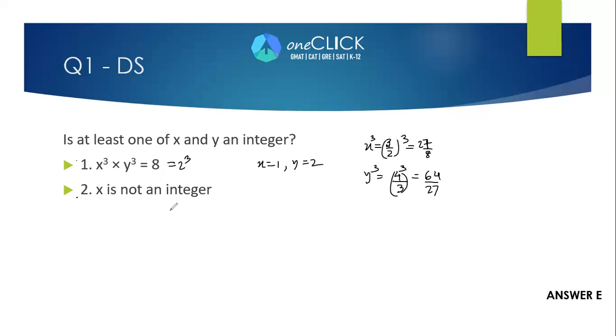Second statement, x is not an integer. As we already saw here, x was not an integer. In that case, y was an integer in one case, and in another case, y was also not an integer. So the question is, is at least one of them an integer? Sometimes yes, sometimes no. Even by combining, you can't answer it. So it would be E. I hope that's clear.